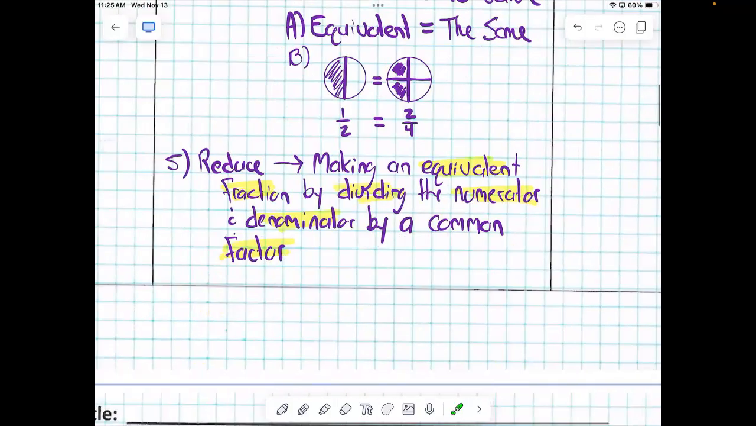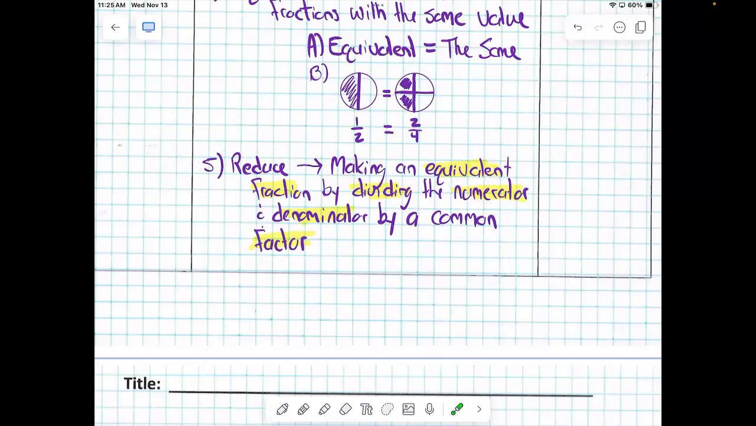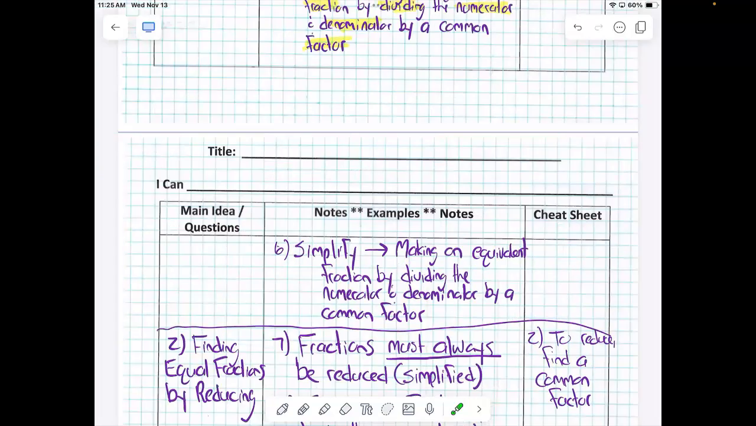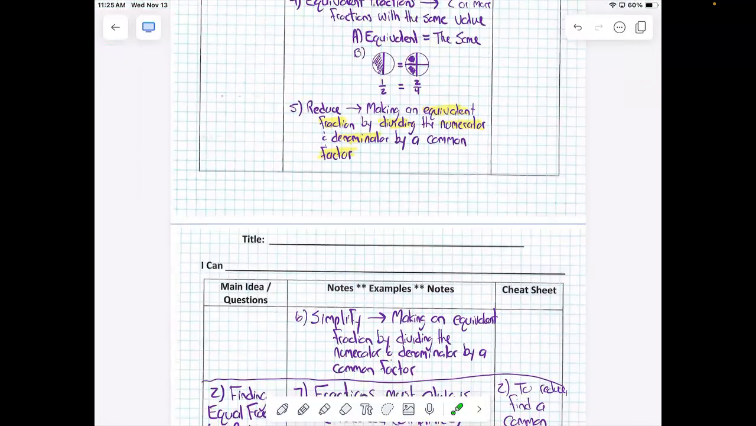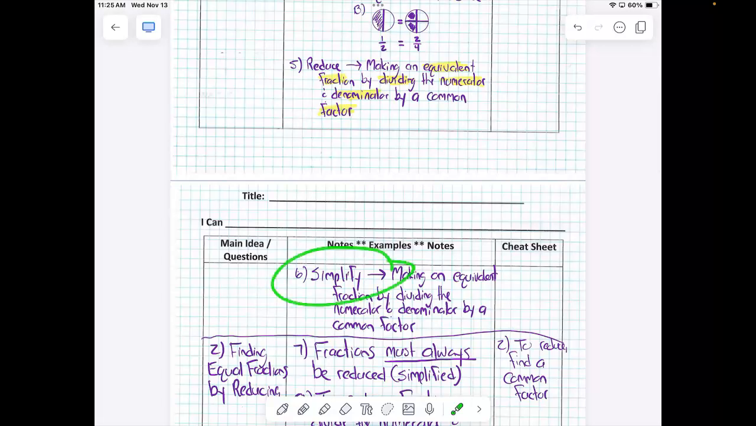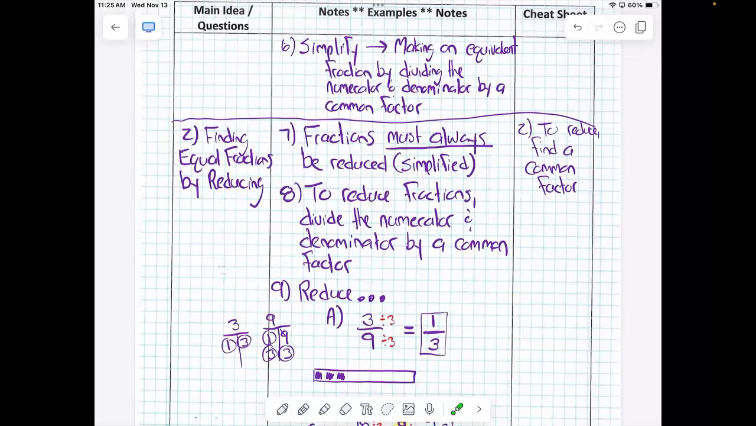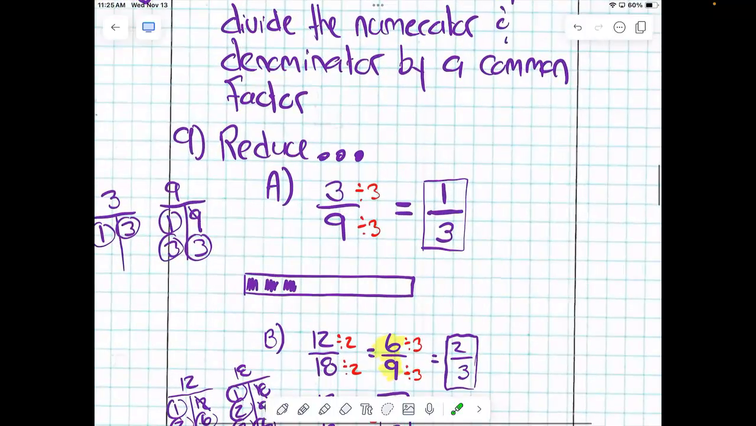Okay? Reduce means to make something smaller. Yes. Simplify means to make something more simple, right? Yes. So reduce and simplify, are they the same meaning, same definitions? Yes. So if you look at this definition and this definition, it's the exact same thing, right? Yes. Okay? Fractions must always be reduced. We've talked about that.